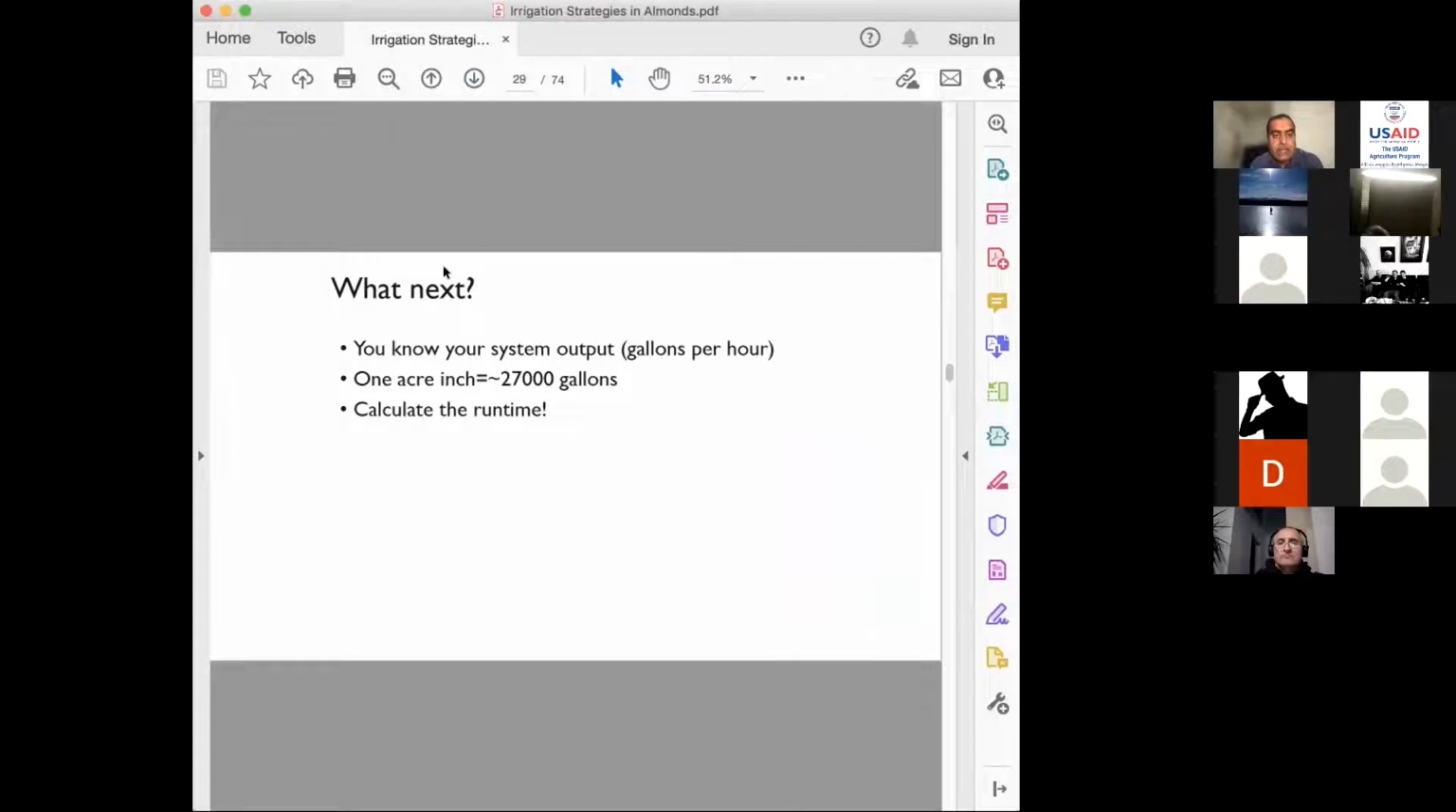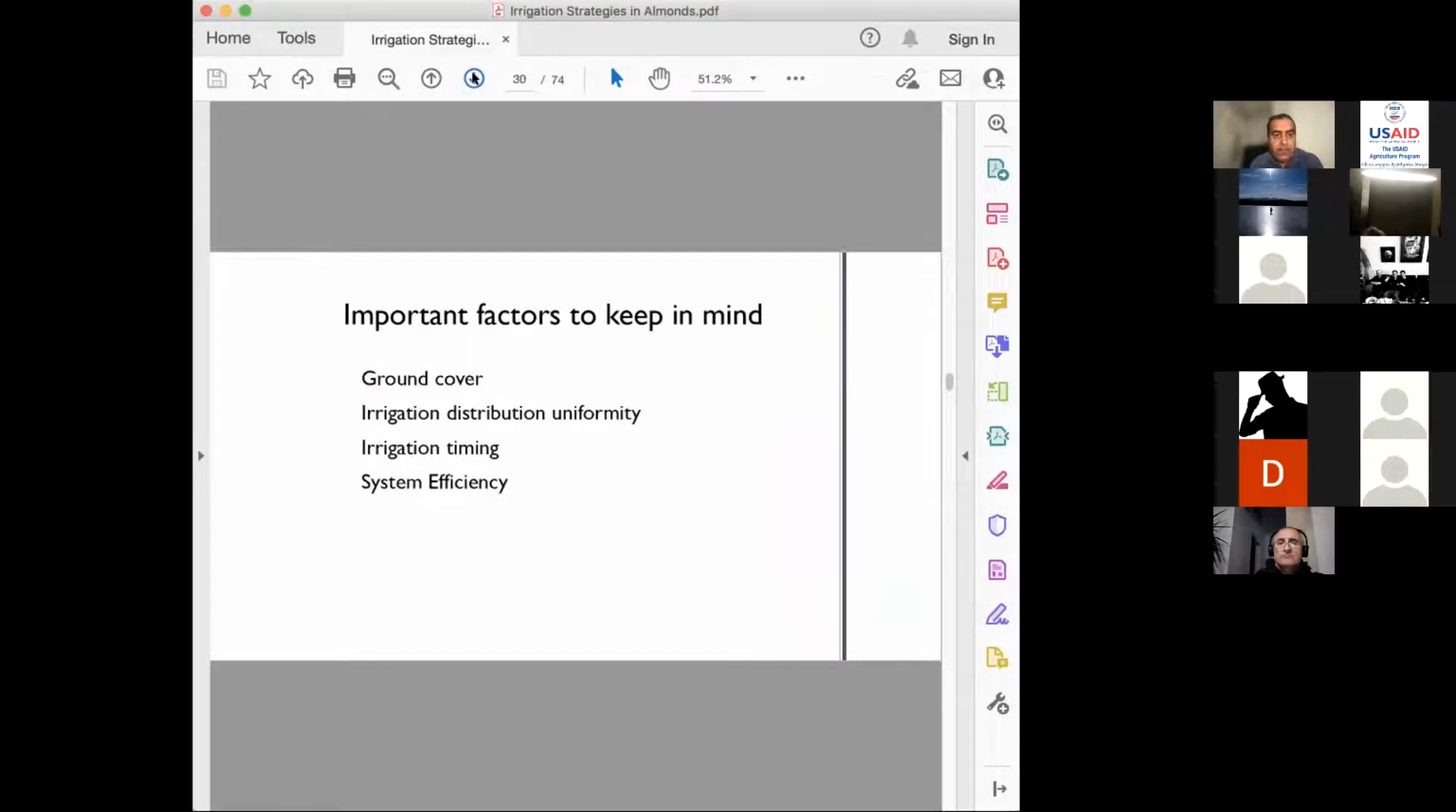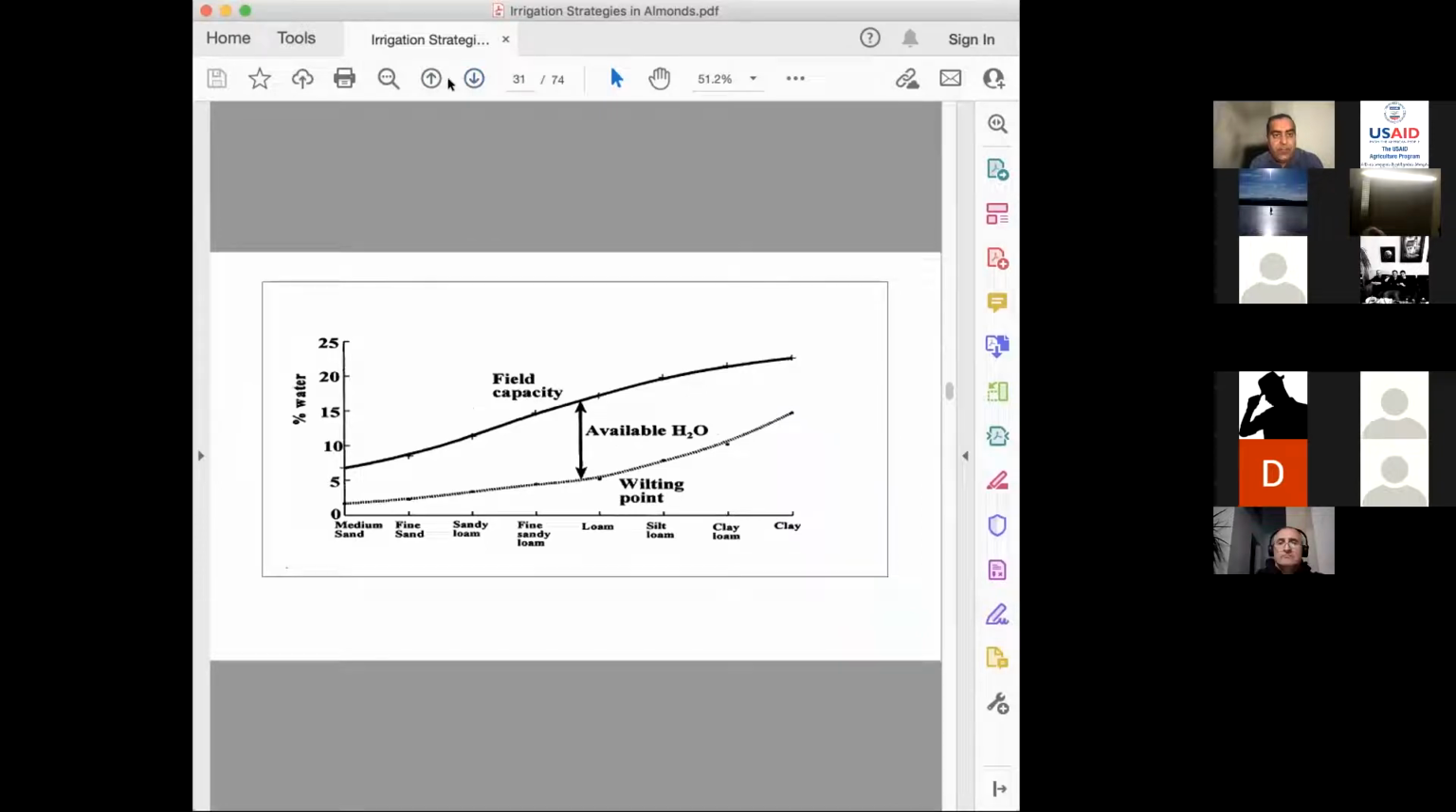Okay, so the next thing is just calculating the runtime. I have this calculation in gallons, but we can actually work out this in mm or megaliters easily. Okay, so now one more factor to keep in mind is when you are going to start your irrigation, once you have the field to field capacity, you have a lot of water in the soil.